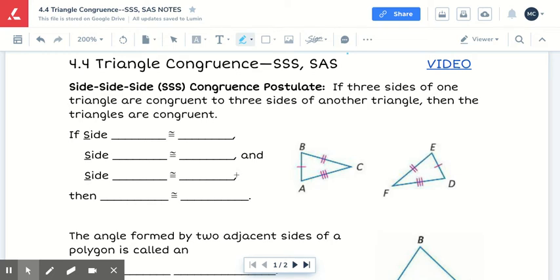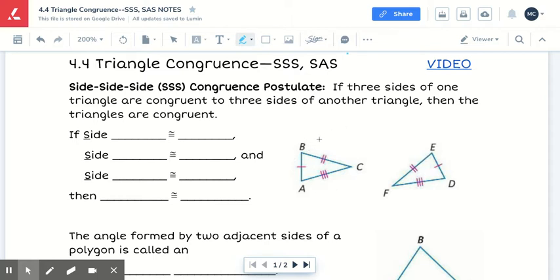We are still looking at triangle congruence, and now we're going to look at a couple of the postulates that we can use to prove that two triangles are congruent. These two postulates are known as SSS, that stands for side, side, side, and SAS, which is side, angle, side. So the SSS, side, side, side congruence postulate says if three sides of one triangle are congruent to three sides of another triangle, then the triangles are congruent.